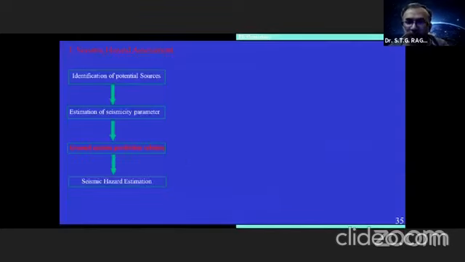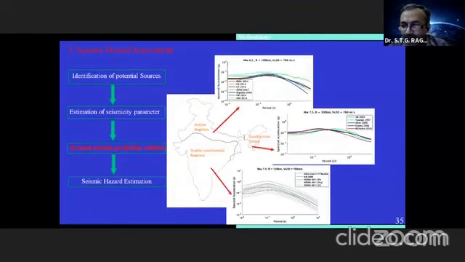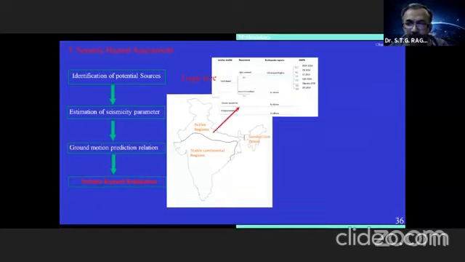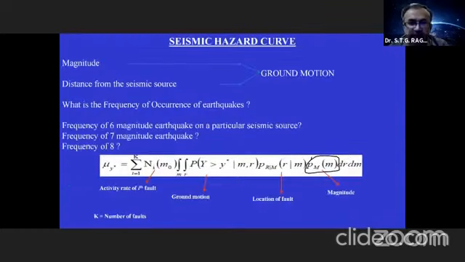So after doing the seismic activity, now comes the ground motion prediction equations. There are several equations. A lot of data has come, many researchers as well, and many international equations are there. So we have selected many of these equations to calculate our seismic hazard. And finally, we use this logic tree framework to cater for the epistemic uncertainty also. And finally, we come up with the seismic hazard curve.